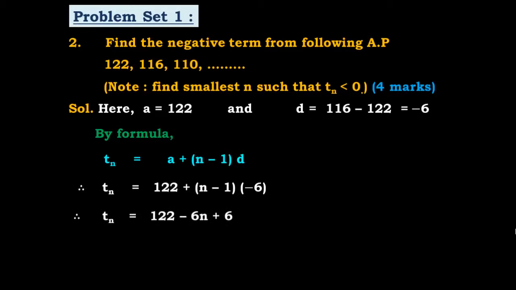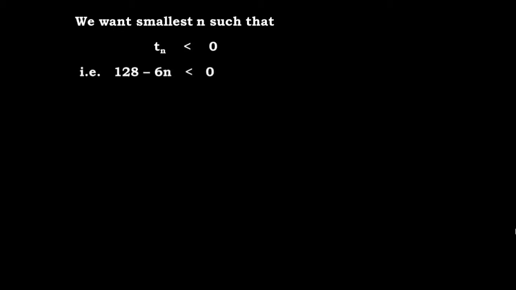122 minus 6n minus 1 into minus 6 plus 6. So 122 plus 6 you will get 128. So T of n will become 128 minus 6n. See, this is equation number 1. Now see student, we have T of n as 128 minus 6n. But we want the smallest n such that T of n will be less than 0. That means 128 minus 6n is also less than 0.